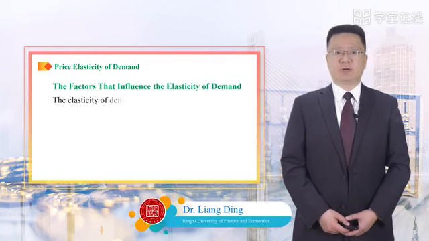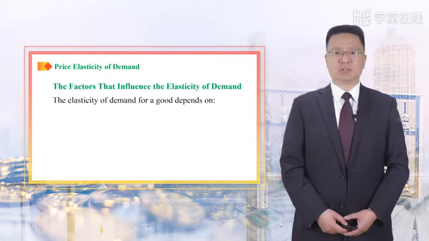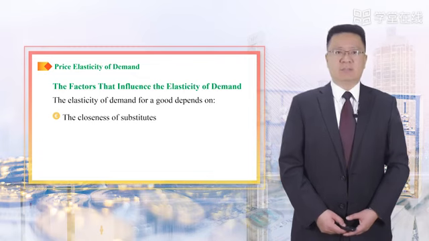The elasticity of demand for a good depends on some factors. For example, the closeness of substitution, the proportion of income spent on the good, and the time elapsed since the price change. How the closeness of substitutes impacts the elasticity of demand. The closer the substitute for a good or service, the more elastic is the demand for the good or service. Oil as a fuel or raw material for chemicals has no close substitute, so the demand for oil is inelastic. Plastics are close substitutes for metal, so the demand for metal is elastic.